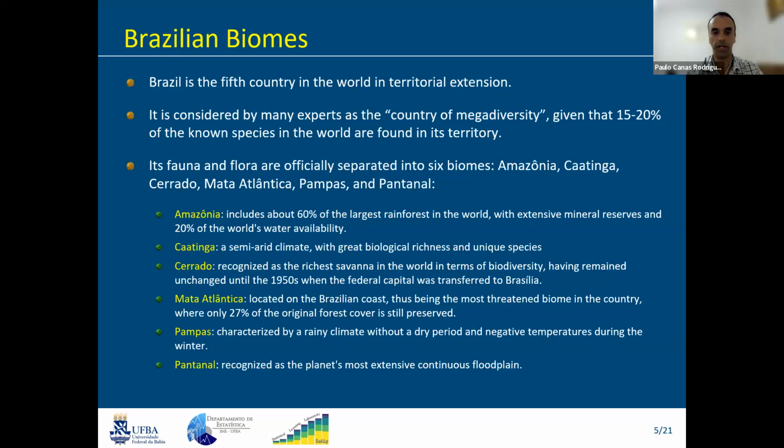Brazil is a very large territory, as everyone knows. It is the 5th in terms of area, and it includes 6 biomes. We have the Amazonia, that everyone knows, about 60% of the Amazonian rainforest is located in Brazil. There is Caatinga, which is a semi-arid climate. There is Cerrado, which is a savanna. There is Mata Atlântica, that is more located in the Brazilian coast. Pampas, which is in the south, with a rainy climate. And there is Pantanal, that is a floodplain in Brazil.